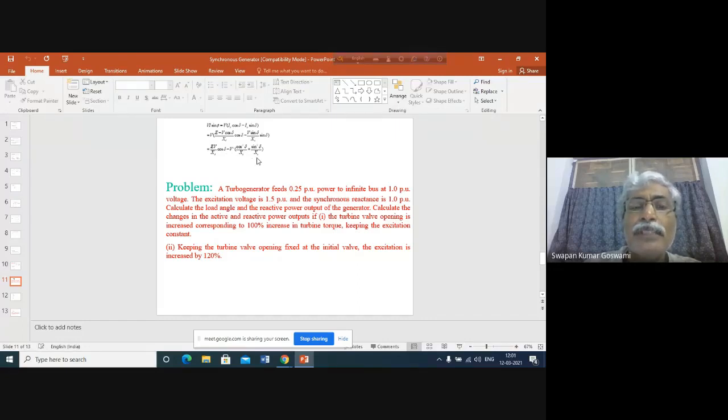If XD and XQ were equal, then cos²δ plus sin²δ would have been equal to 1. We would have written EV by XD cos²δ minus V² by XD. That means the same expression. If you take V by XD outside, then E cosδ minus VT would have been the expression for reactive power. That means reactive power control also is exactly the same.